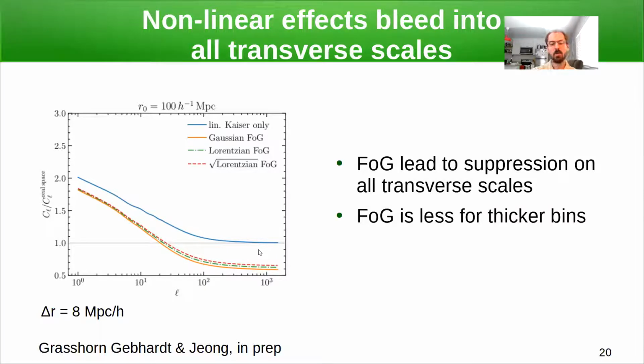And this comes from the fact that we chose a thin bin of only 8 megaparsec thickness. And so we have galaxies coming in from just outside that bin that, due to the Doppler effect, just moved into the bin, and other galaxies that are moved outside of the bin. And that creates this suppression on all transverse scales. So that's something to keep in mind. Of course, this effect becomes smaller as your bin size increases.